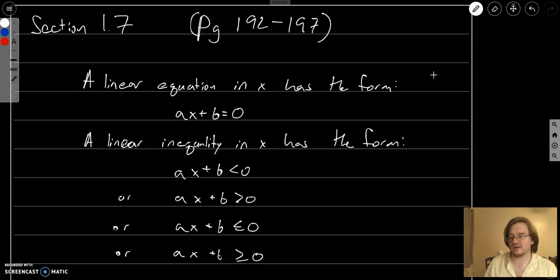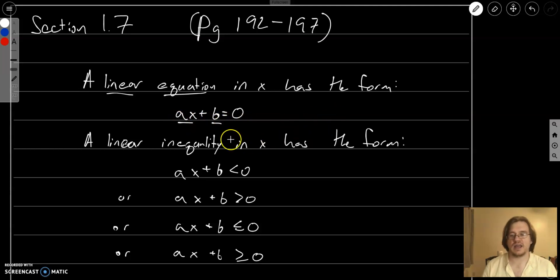Hello and welcome back. So in the last video we were looking at intervals, and we'll use intervals to help express solutions to linear inequalities. So a linear equation, like we saw before, is just an equation that has a polynomial on the left hand side and is equal to 0. This polynomial is just going to be ax plus b. Again, we have a linear term, which is going to be the ax, and a constant term, which is the b.